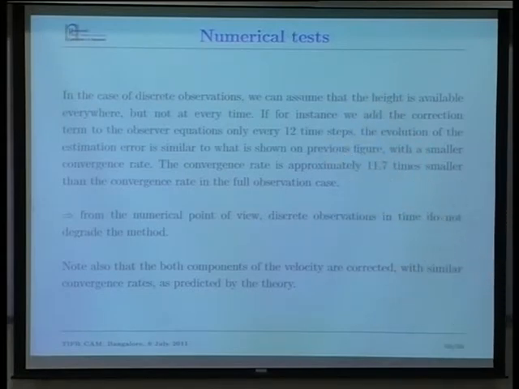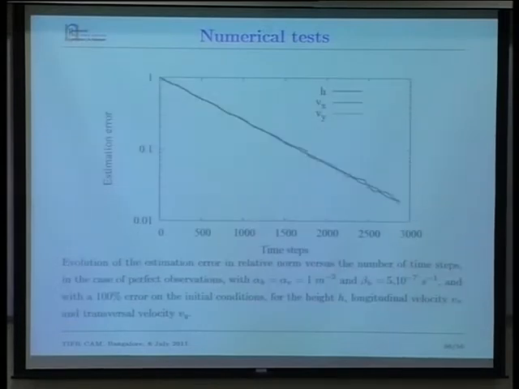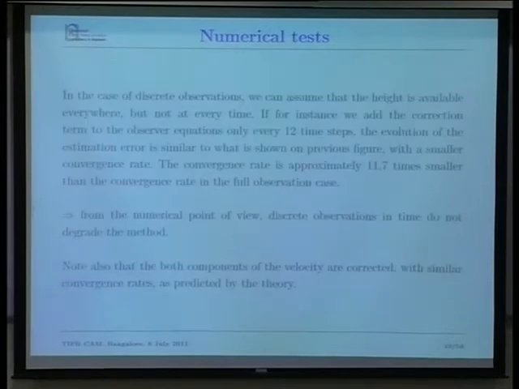So if we assume that the height is available only every 12 time steps, so we add the nudging correction every 12 time steps, the estimation error still decreases like that, but the convergence rate is nearly 12 times smaller than in the previous case. So in practice it's 11.7, and it's quite nice to see that it still works, and there is almost no difference between continuous and discrete observations.